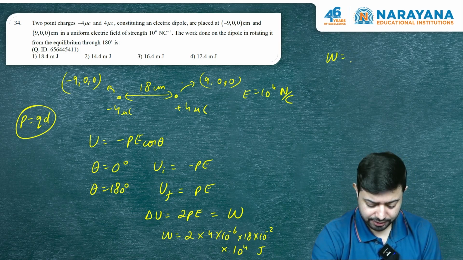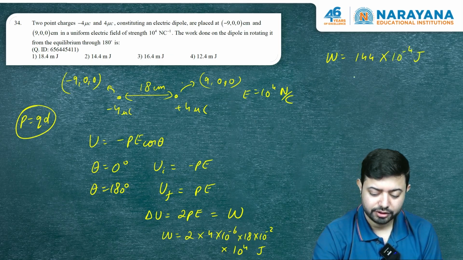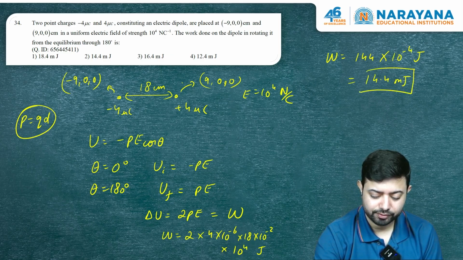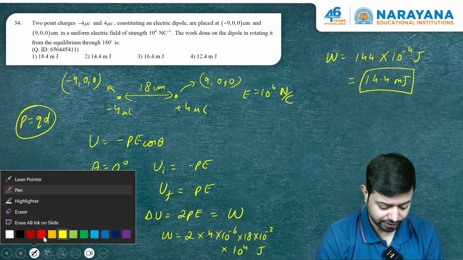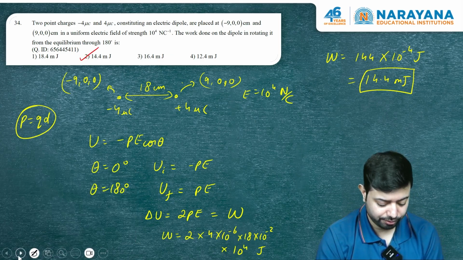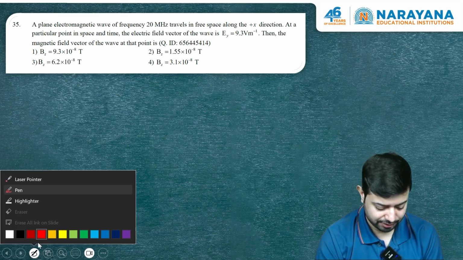Let us see. 18 into 8 over here, that is nothing but 36, 72 into 2, 144. So, 144 into 10 to the power minus 8, 10 to the power minus 4 joule. In millijoule it will become 14.4 millijoule. Alright, so this is going to be the answer for it. Okay. Which option? 14.4 millijoule. I hope it is clear. Let us move to the next one.